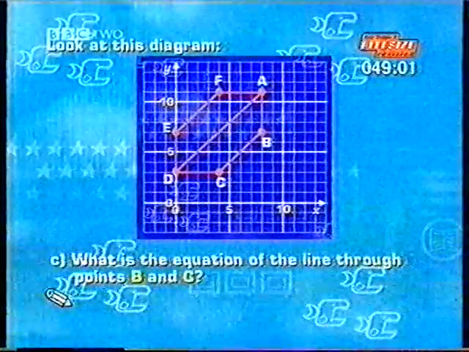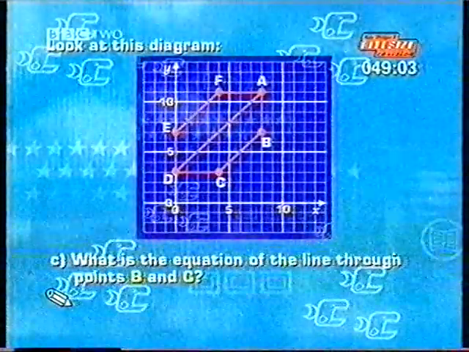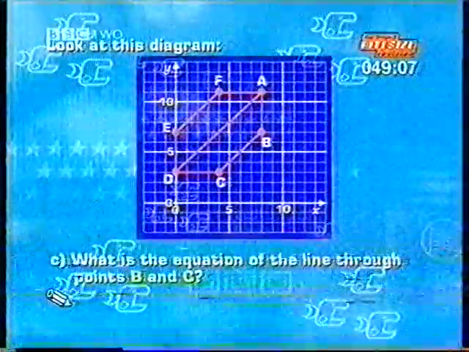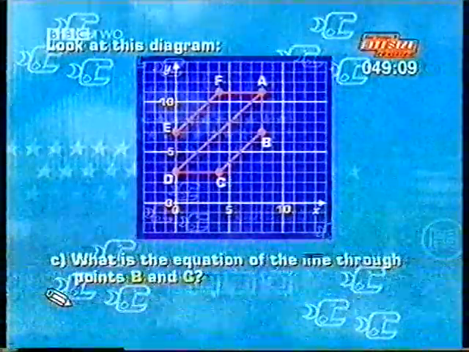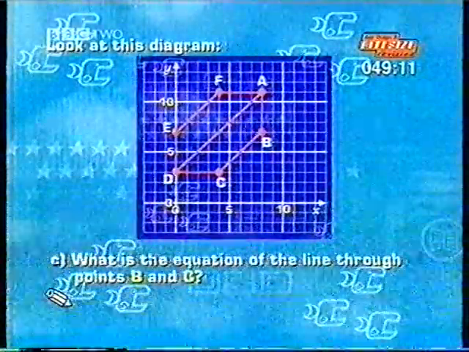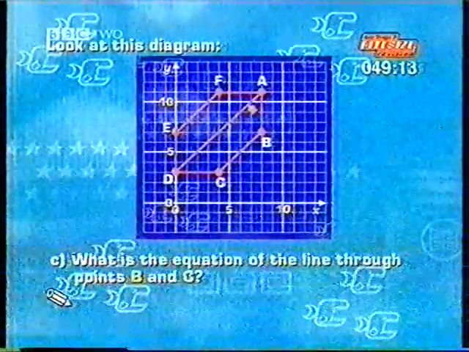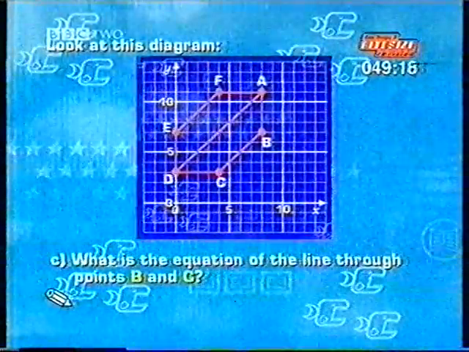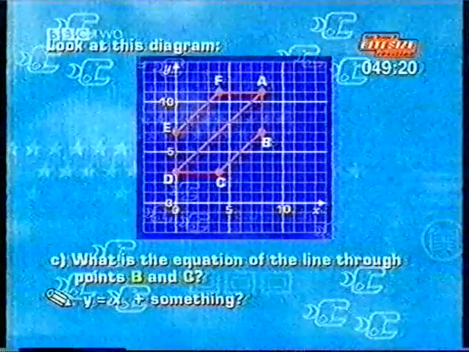Part C asks, what is the equation of the line through points B and C? Again, we can see that the line through B and C is parallel to the line through A and D. So again we know it has the same x term. So it could be y equals x plus something.